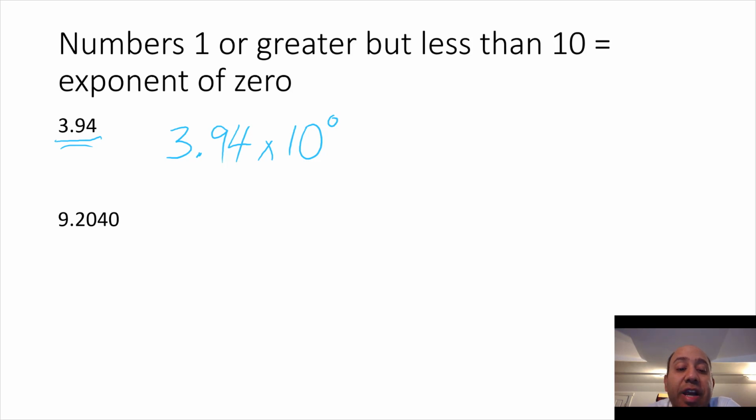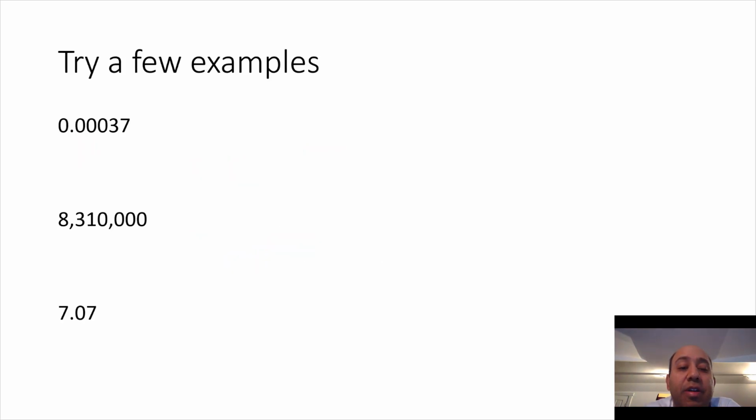Okay, so now that you've tried it, here's the answer. Because it's already between 1 and 10, you just rewrite it, and you write 10 to the 0 on it. Okay? That's a 0. Now, try a few examples on your own.